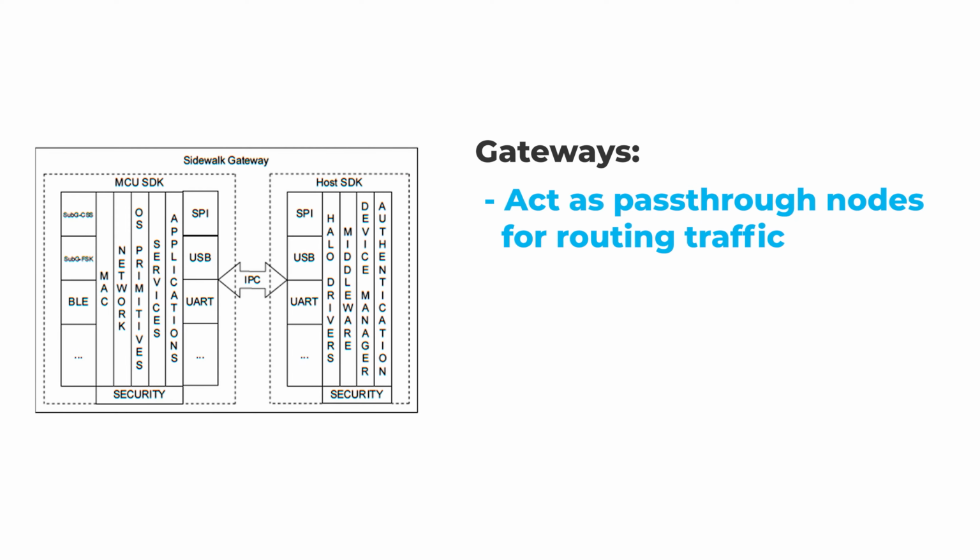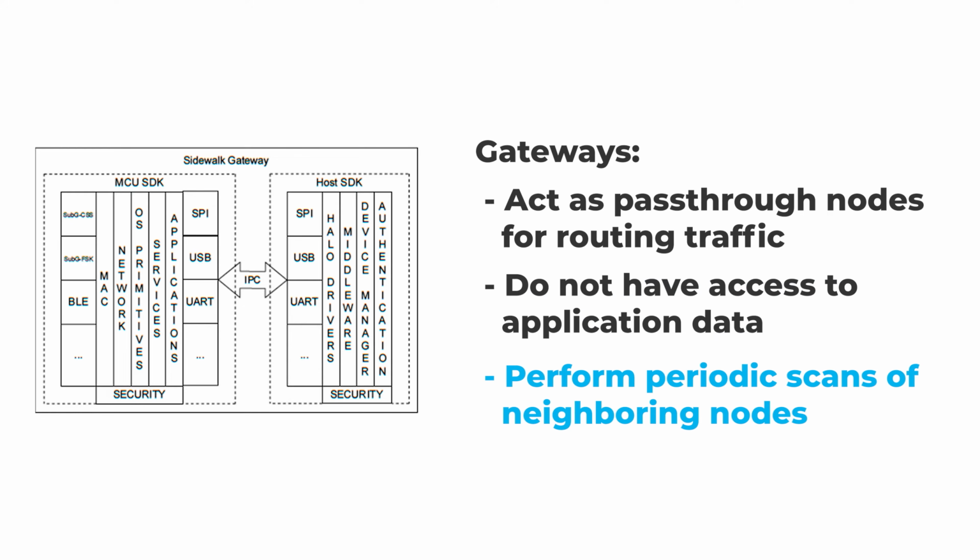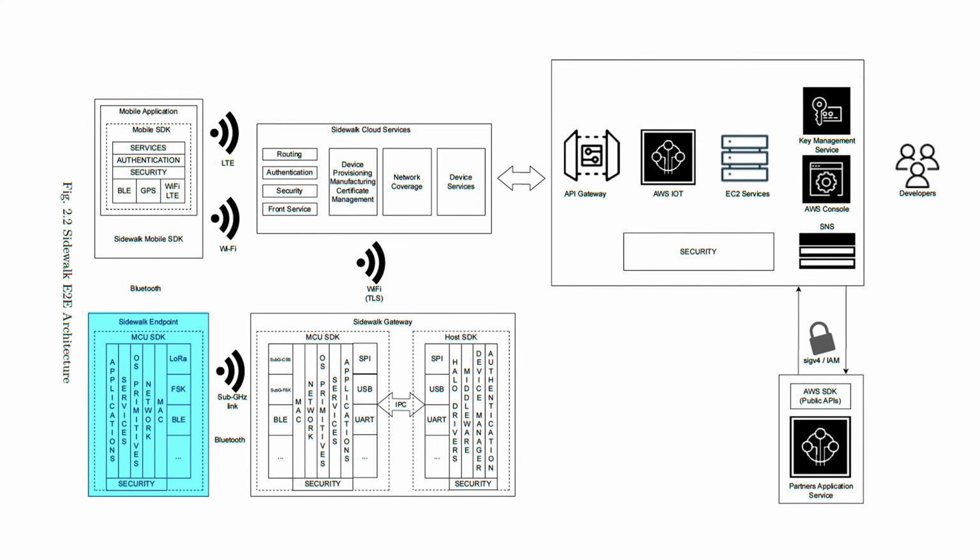This leads right into the gateways themselves, which are nodes that provide connectivity to endpoints. They act as pass-through nodes for routing traffic from endpoints to the cloud. They do not have access to the application data that's sent from or received by the endpoints because data is encrypted at the network and at the application level. Another important function of gateways is that they perform periodic scans of neighboring nodes and relay this information up to the cloud.